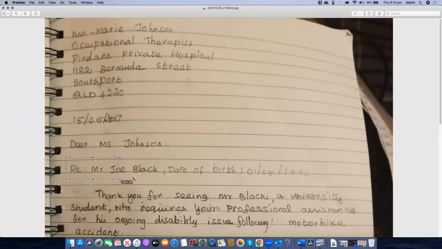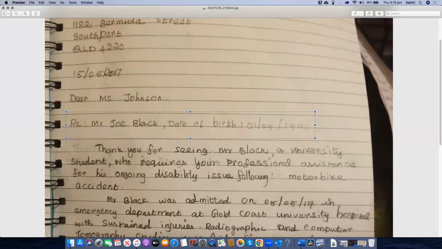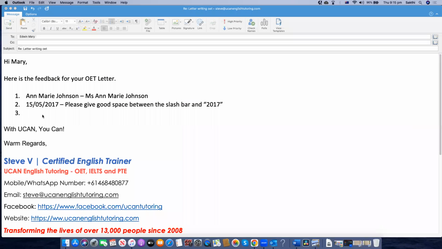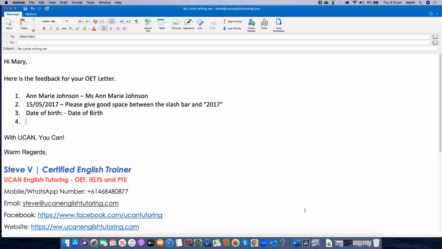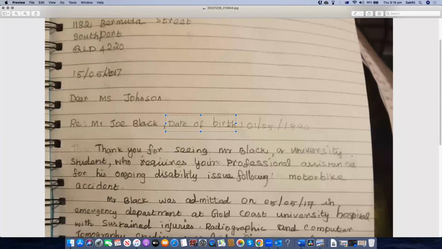Regarding Miss Joe Black, date of birth 015-1990. Okay, so this is good. This is the way we need to write. However, in date of birth, we have to use capital B. So when we write down date of birth, it's good to use capital B for birth. This is more appropriate. All right, let's go ahead with the next one.